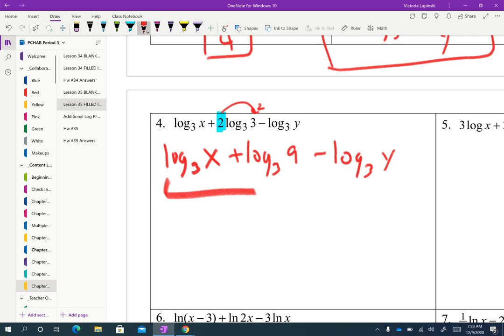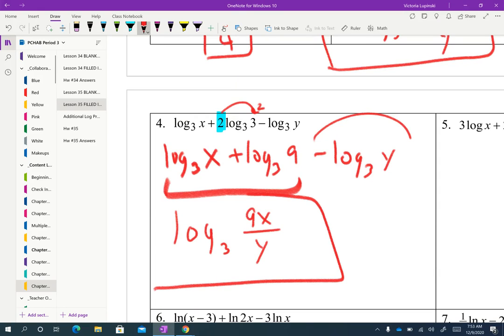From here, these 2 logs are being added, which means you're going to turn it into a multiplication. So that would be log base 3 of 9x. Then, because this log is being subtracted, you would turn this into a division, giving you log base 3 of 9x over y. And again, you could put the parentheses or not. It is a good habit if you can get into it, but either way would be acceptable.